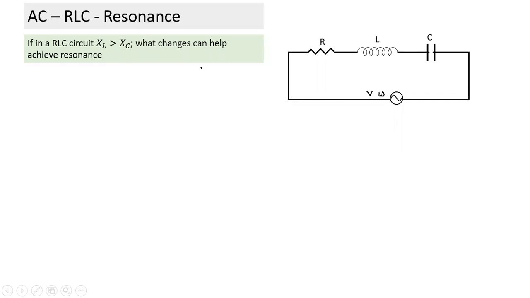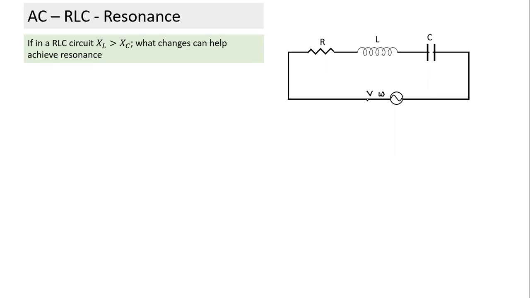Just think of it. What are the parameters here? Suppose you have everything you can change. You can change one at a time, let's say. I can change R, or I can change L, I can change C. How do I change L? I can add one more inductor here in series. I can add an inductor in parallel. I can add a capacitor in parallel or series. I can change omega of the source. So what changes will help achieve resonance?